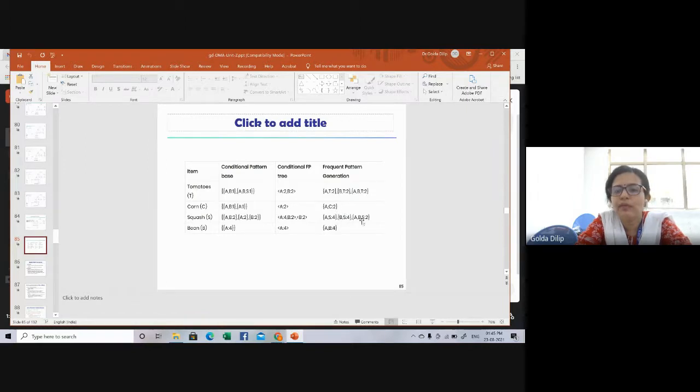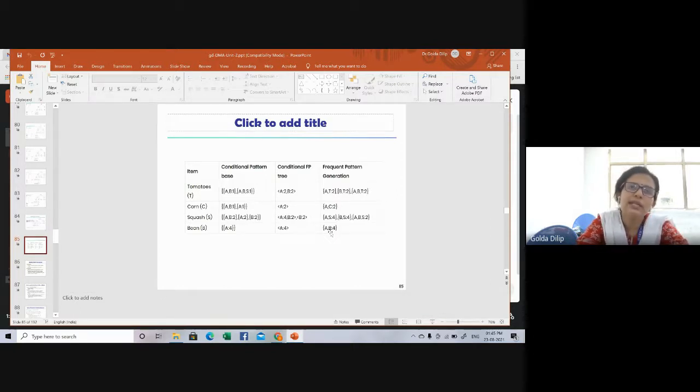AC2. Whereas this is a 3-item frequent pattern set, your ABT. ABT, this is a 3-item frequent pattern set. Then ABS2, this is also a 3-item frequent pattern set. Same way you have 2-item frequent pattern sets. What are the 2-item frequent pattern sets here? AT2, BT2, then AC2, AS4, BS4, AB4. So we have arrived at distinct sets.